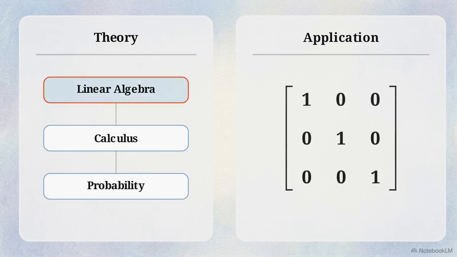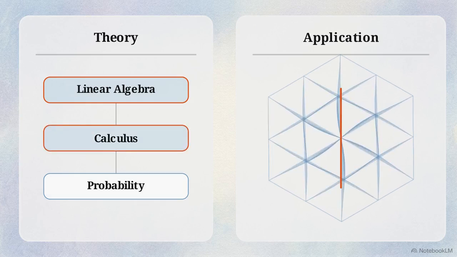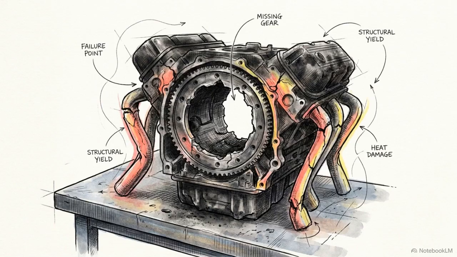Linear algebra provides the spatial framework, as matrices handle state tracking. Calculus is the kinematic engine, dictating how structures change. Probability forms the error correction layer, managing uncertainty to keep outputs accurate. The absence of any single engine causes system failure.